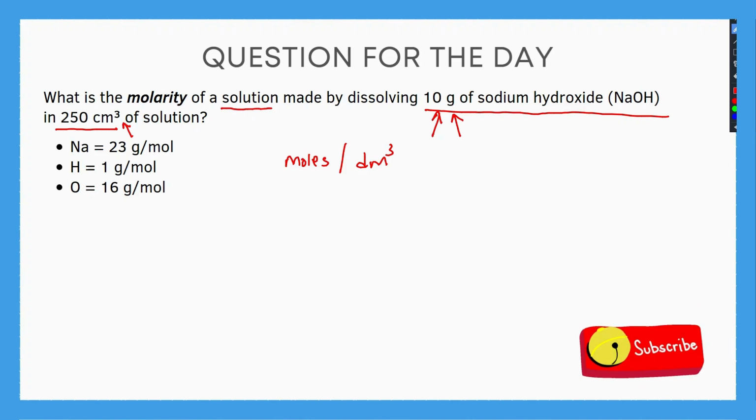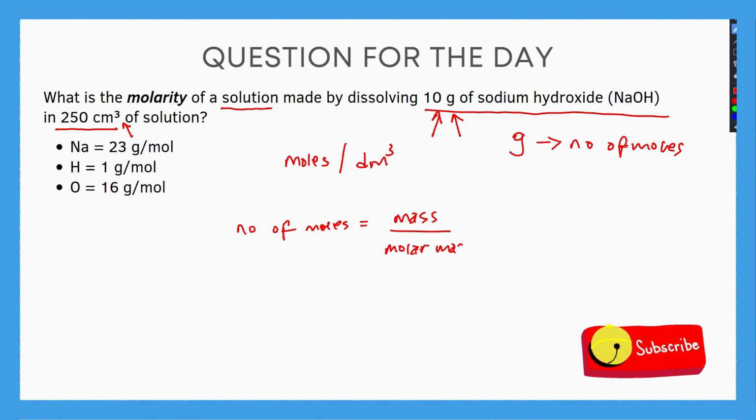So the first thing to do is to convert grams into number of moles, and the formula that connects number of moles with mass is this: number of moles is equal to the mass of a substance divided by the molar mass of that substance. Now in this case, we don't know what the number of moles are because that's what we want to find, or that's what we want to convert these 10 grams into. We know what the mass is, 10 grams, and the molar mass now of sodium hydroxide. Let's go ahead and calculate it.